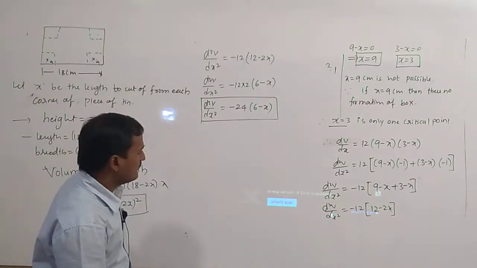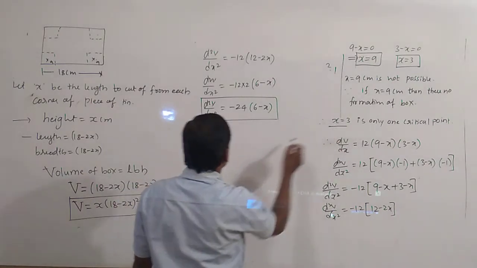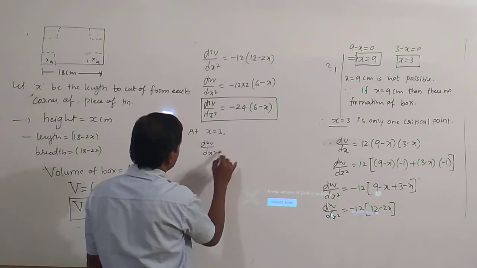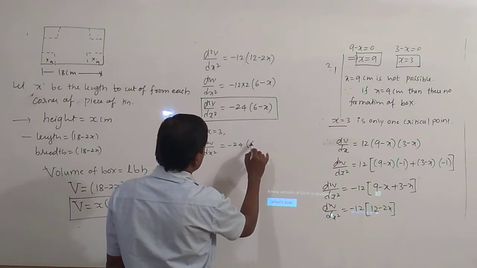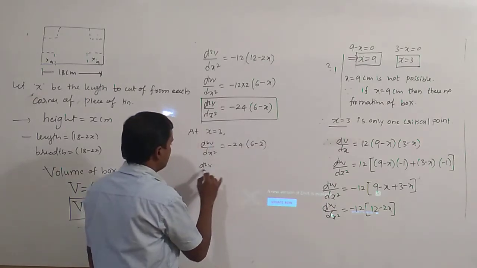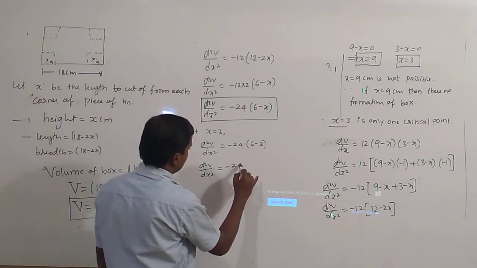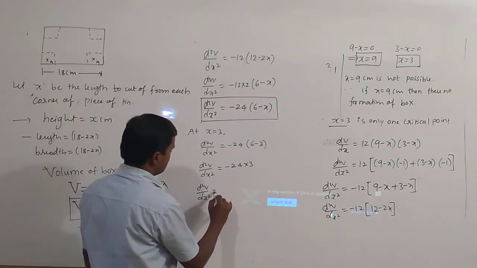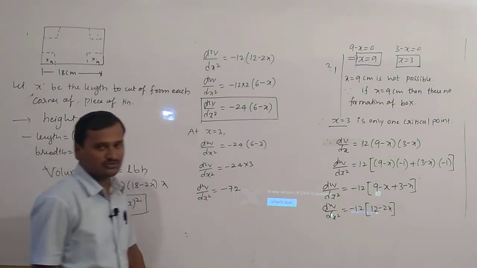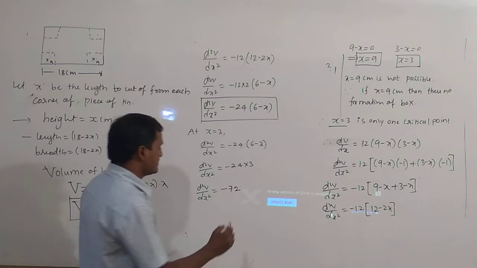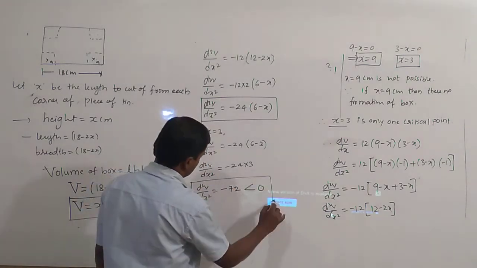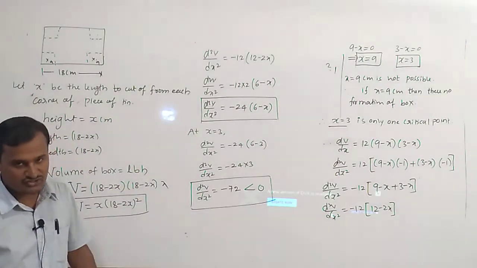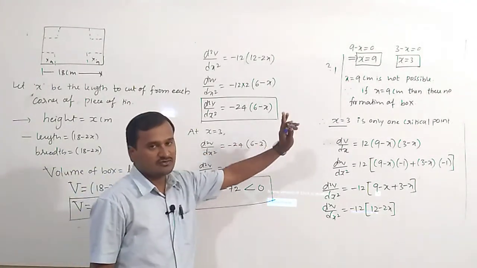Now what is the value of x? Here the value of x is equal to 3. So at x equal to 3, d square V by dx square is equal to minus 24 into (6 minus 3), which is minus 24 into 3, that is minus 72. Minus 72 is less than 0, so what is your answer? The volume of the box is maximum when x equal to 3 centimeter.